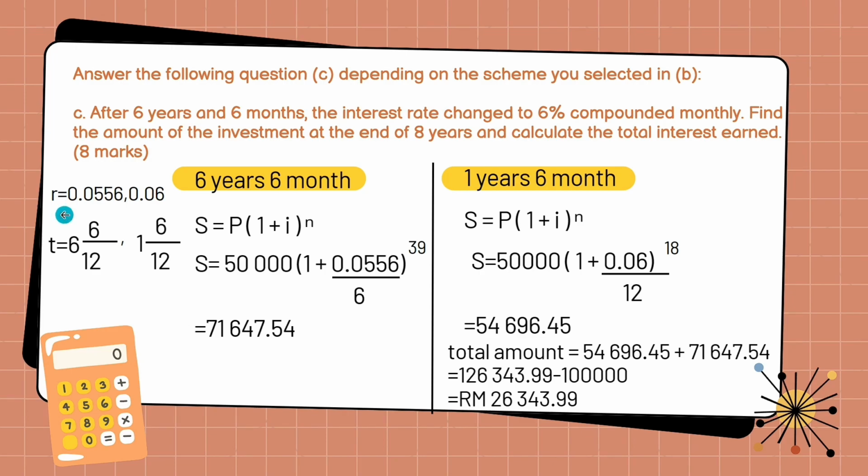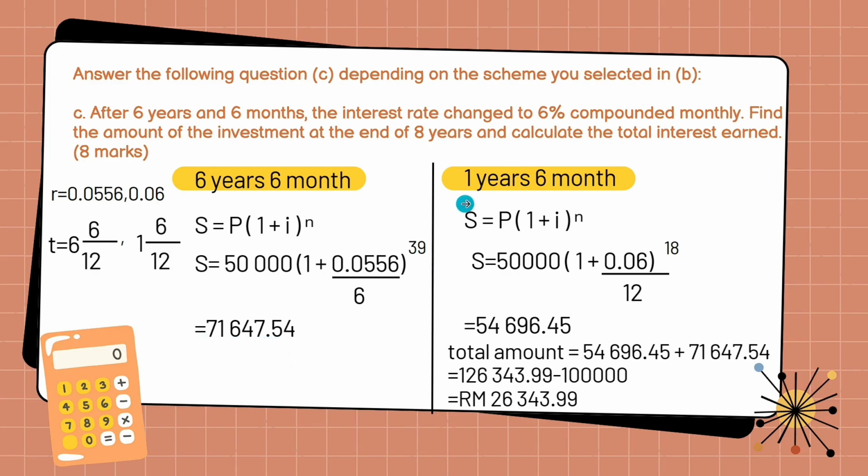Firstly, we need to list the information given to simplify the calculation. We need to use the compound interest formula, which is S equal to P(1 plus i) power of n. So, S equal to 50,000 times (1 plus 0.0556 over 6) power of 39, which is 6 years 6 months multiplied by 6, and you will get 71,647 ringgit and 54 cents.